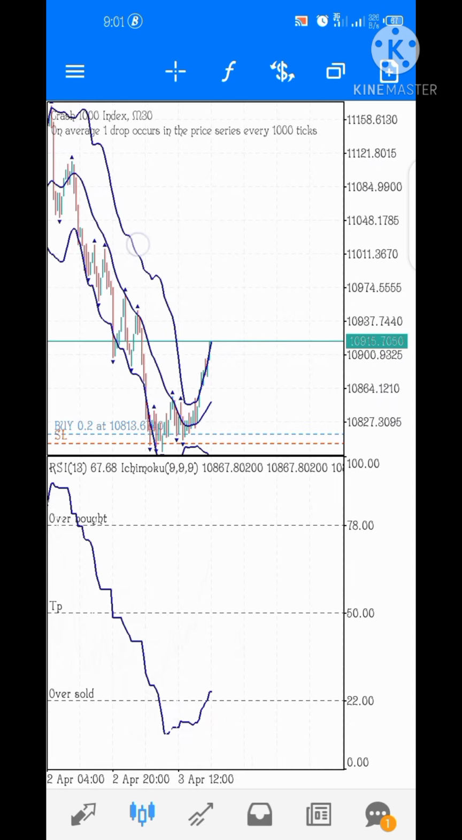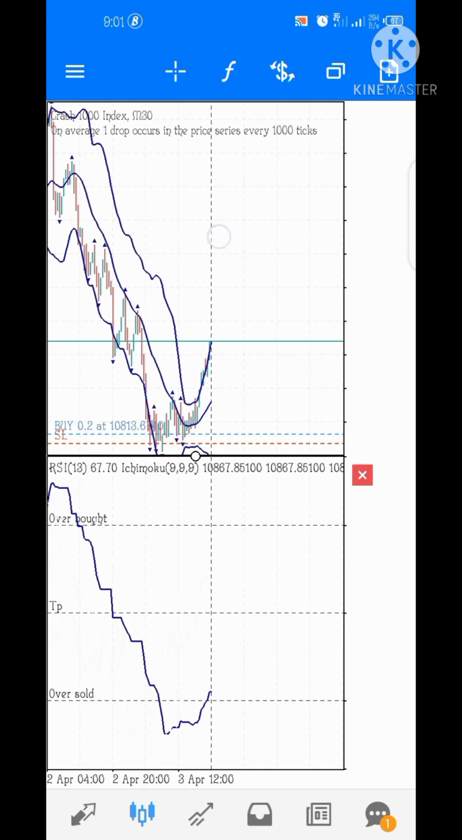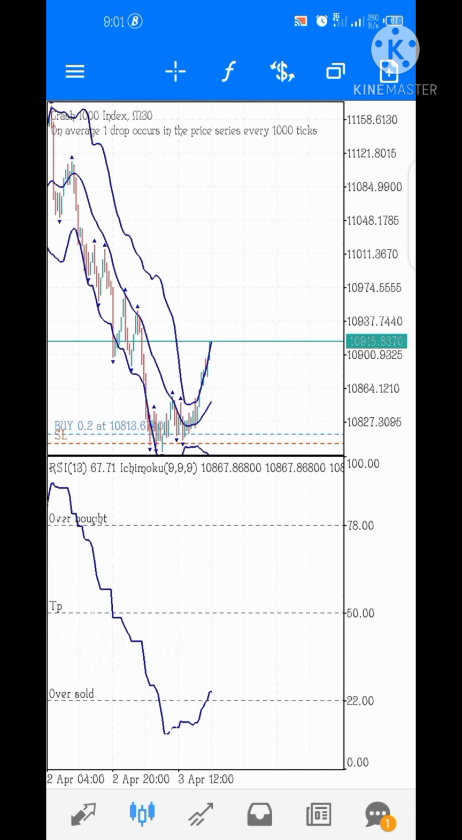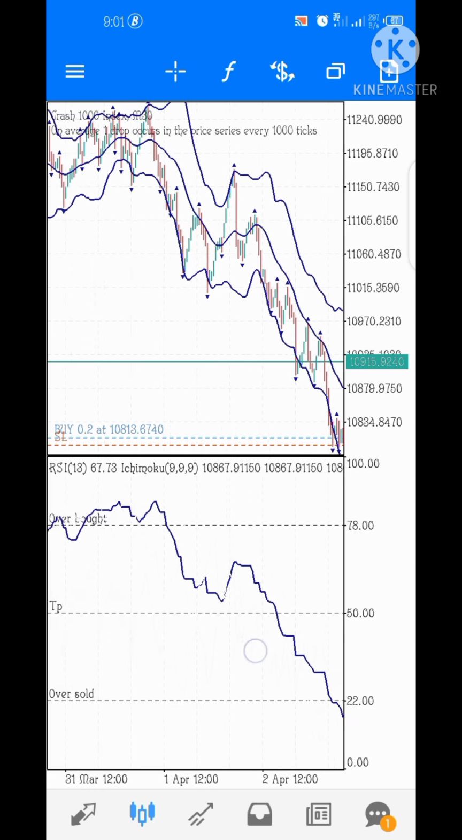It is only used on 30 minutes. Then to get this right, always place your chart at the middle of the chart board. Then the zoom level is the first zoom level. Just zoom once, first zoom level.